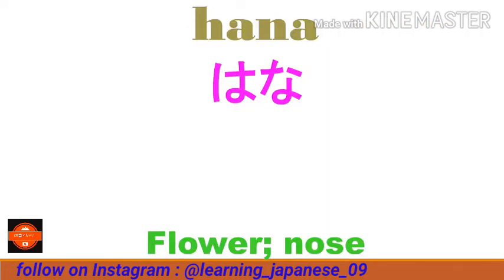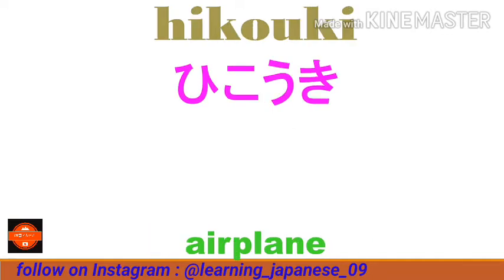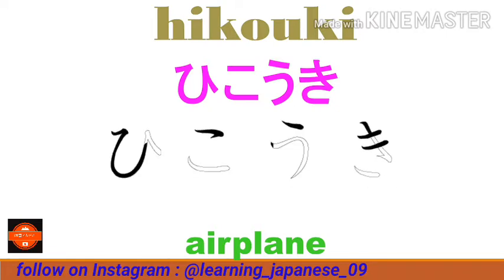First word is hana. Ha, na. Hana means flower or nose. Second word is hikoki. Hi, ko, ku, ki. Hikoki means aeroplane.